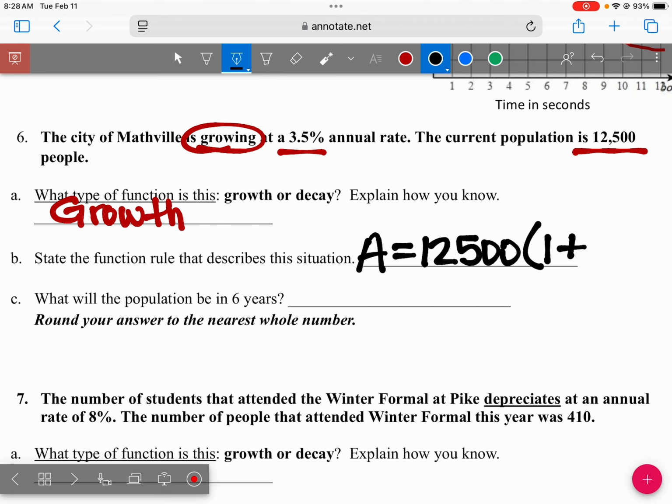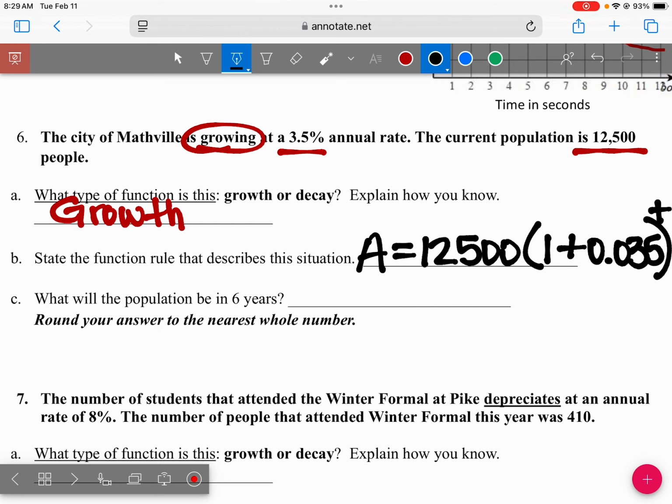You always take your percentage and divide it by 100. Take your percent and divide it by 100. Always convert that percentage to a decimal. And that would be your function rule for part B. For the function rule, we do not put a t-value in. We leave that as a variable.